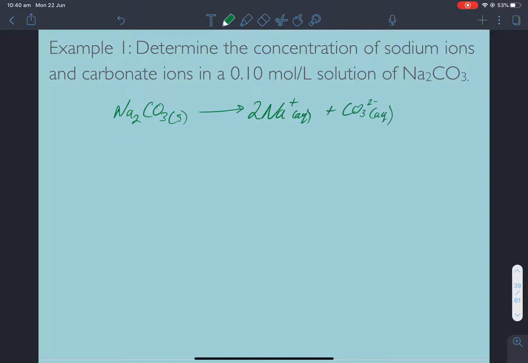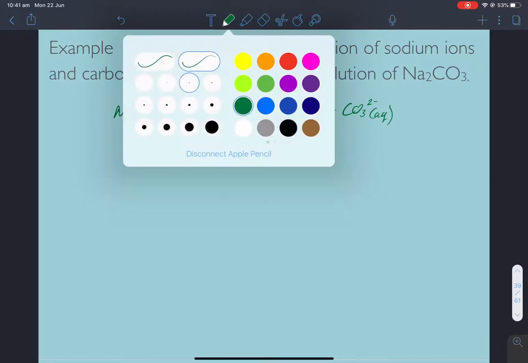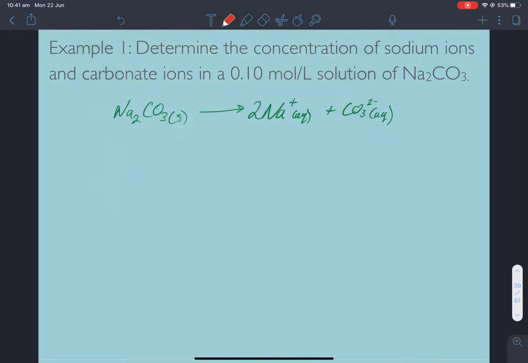It gives us the stoichiometry: for every 1 sodium carbonate, I'm getting 2 sodium ions and 1 carbonate ion in solution. So the concentration for the sodium carbonate is given in the question as 0.10 moles per litre. So it's asking us to determine the concentration of that ion and that ion. And we can use the stoichiometry.